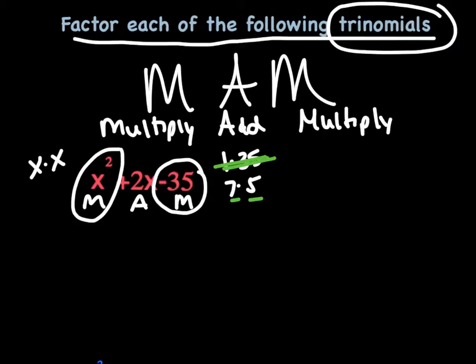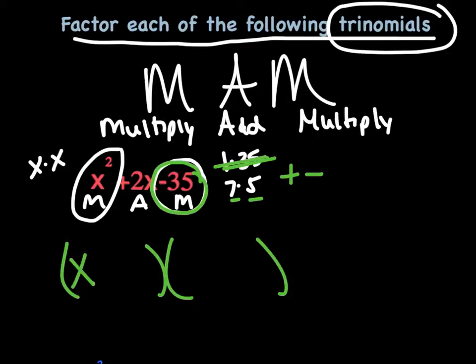Now let's watch the signs. If I want to multiply to a negative 35, let's be clear, I need one to be positive and one to be negative. I need different signs. So my x times x gets me x squared. I need one to be positive and one to be negative to get a negative 35. Now I want to add to a positive 2. So who do you want to be positive? Do you want to say 7 minus 5 gets you 2 or 5 minus 7? Hopefully you want to say 7 minus 5. And there you have it. You have factored a trinomial.